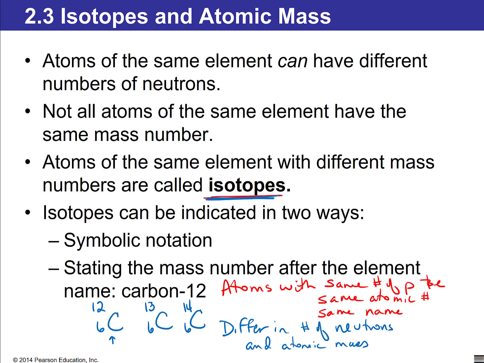So this one, they would call carbon 12. This one is carbon 13. This one would be carbon 14. So if you see the name of the element with a number after it, that's telling you the atomic mass. It's just telling you the numbers of protons and neutrons for that specific isotope of that element.